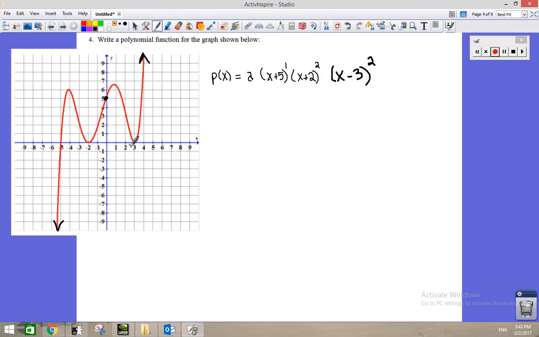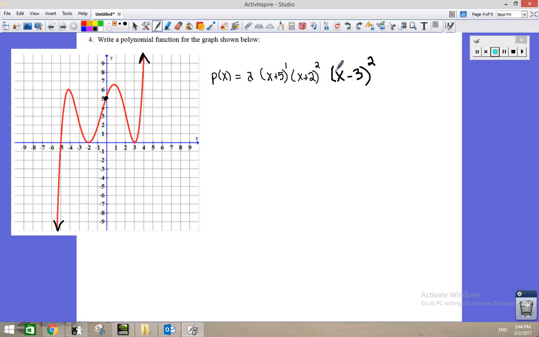In general, if it was a bigger even number like 4 or 6 or 8, you would still see it do a touch and turn, but it would be a little bit flatter. It would come in and be a little bit flatter down here when it does its touch and turn.